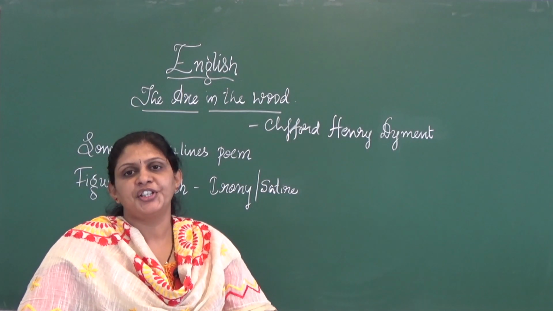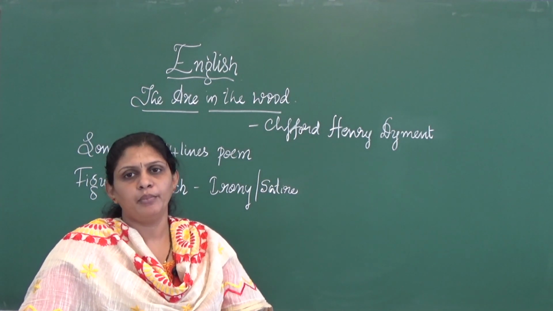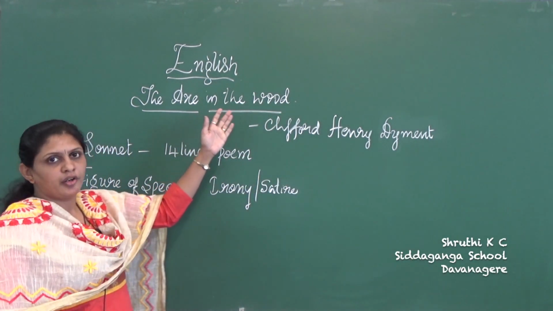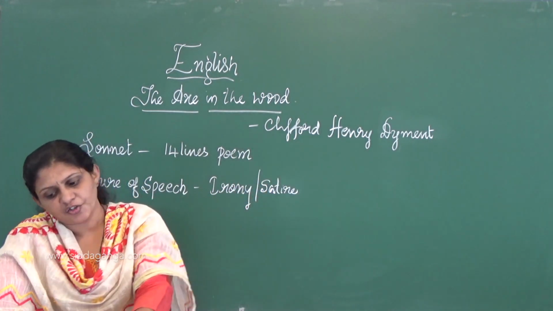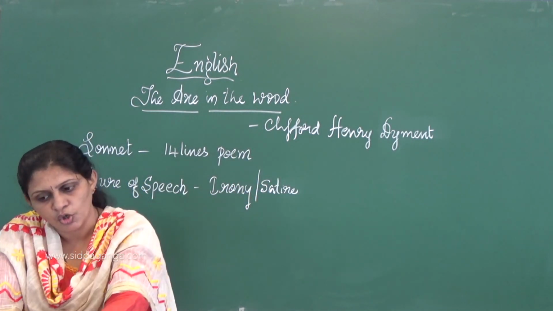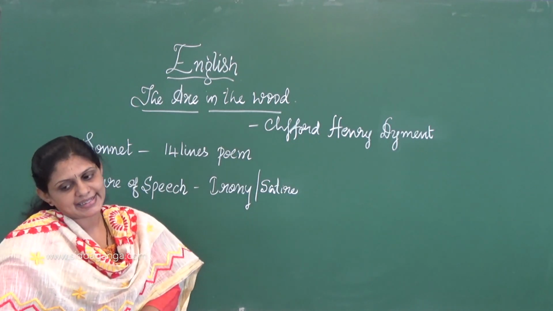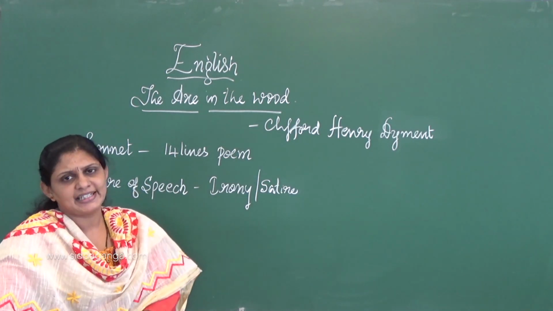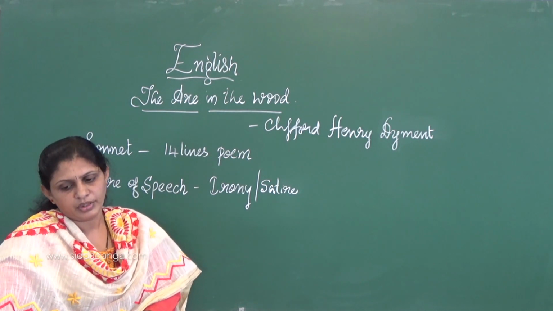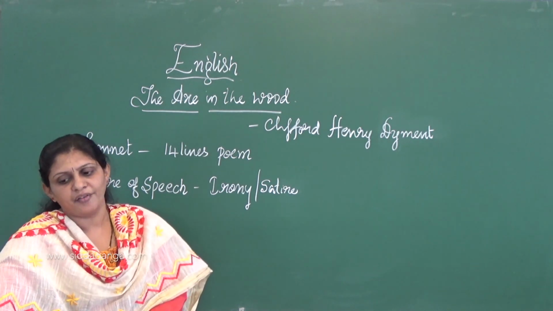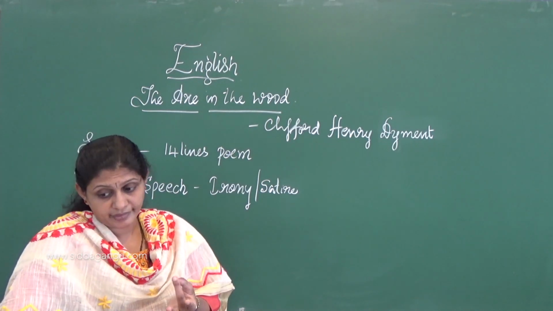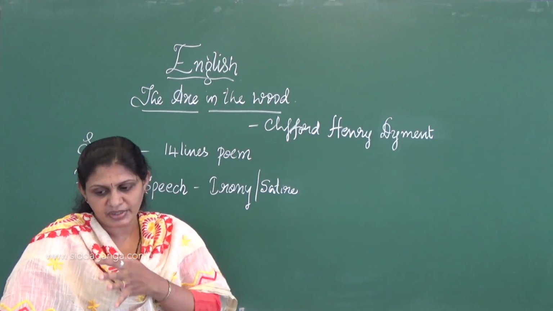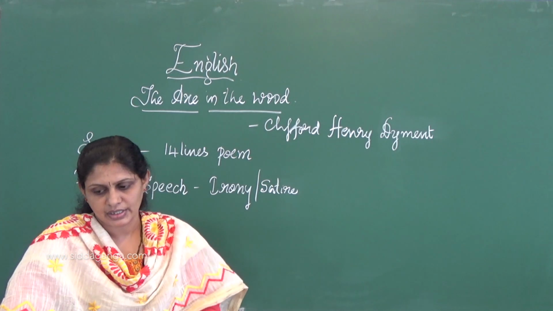Today I am here to teach you a very meaningful poem, The Axe in the Wood, written by Clifford Henry Diamond. So go to page number 150, The Axe in the Wood. The very little detail I've given about the poet: Clifford Henry Diamond is a British poet, critic, editor and journalist. That means he has worked in all these sectors.